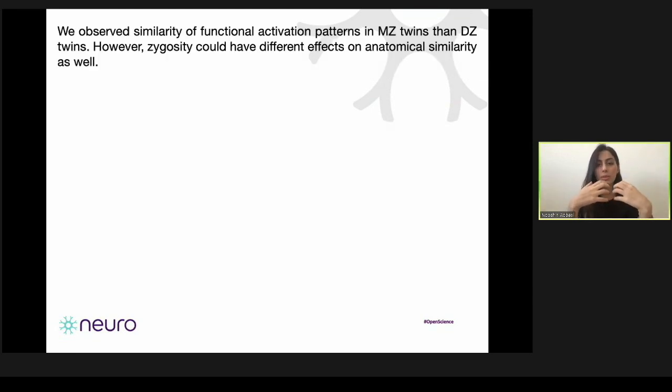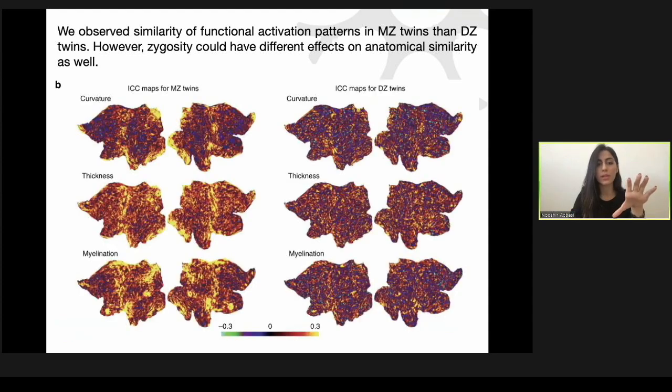So finally, to address the concern that maybe the similarity that we see in function is related to the similarity in structure in identical twins, or in other words, whatever we found so far is related to the similarity in anatomy, we looked into the ICC maps of the thickness, curvature, and myelination. And as you can see here, again, we can say that the correlation coefficients are higher in MZ twins compared to DZ twins, but the pattern of similarity is completely different from what we had already seen for the functional maps.